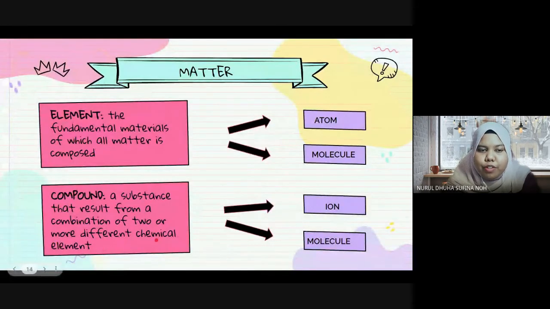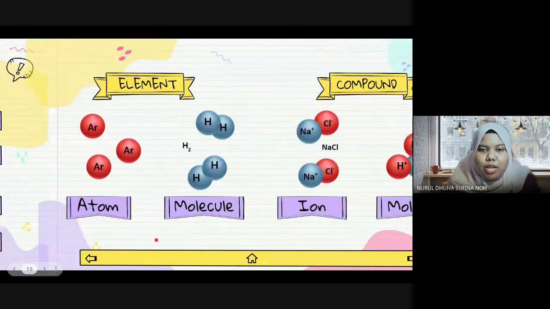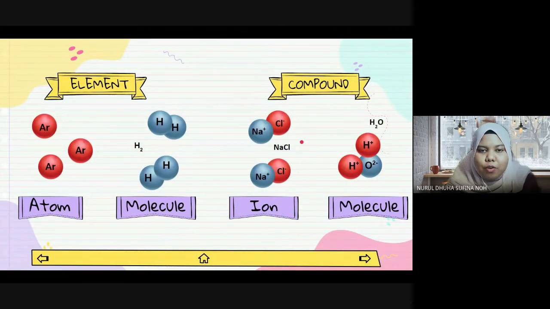Next, for compound, as I said just now, it is the result from a combination of two or more different chemical elements. So we can see here that for compound, it combines two different chemical elements, which are sodium and chlorine. So it will produce sodium chloride. While for this picture, we can see that hydrogen combines with oxygen to produce a water molecule.